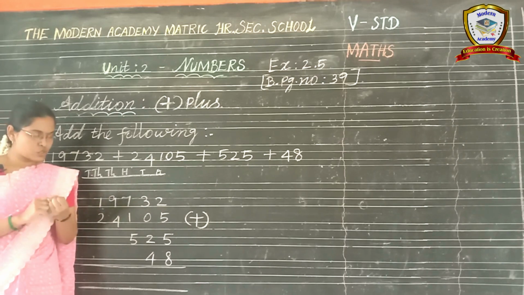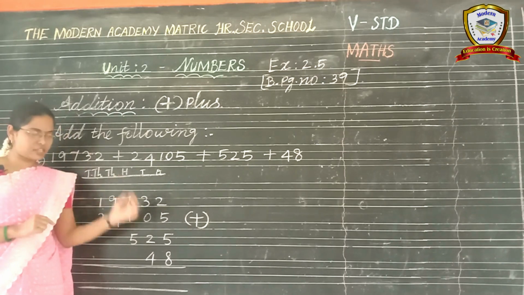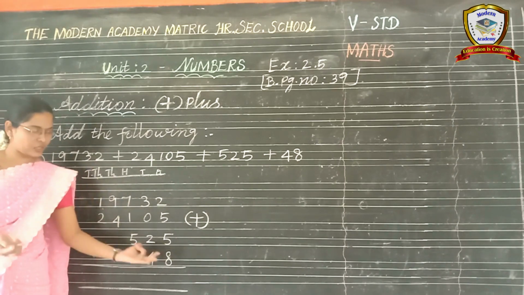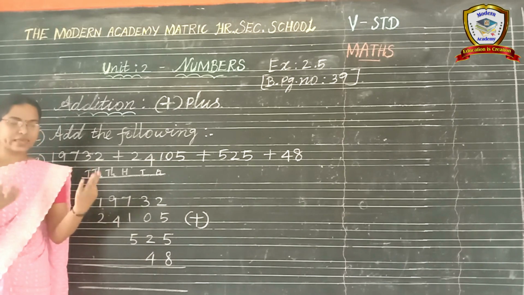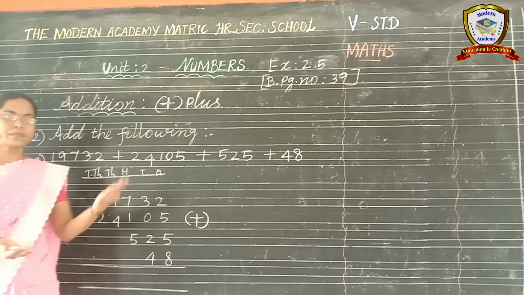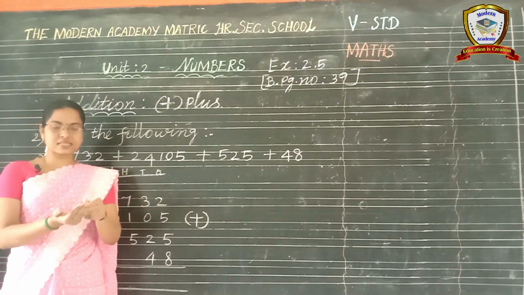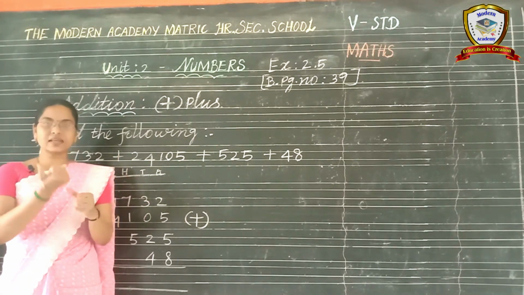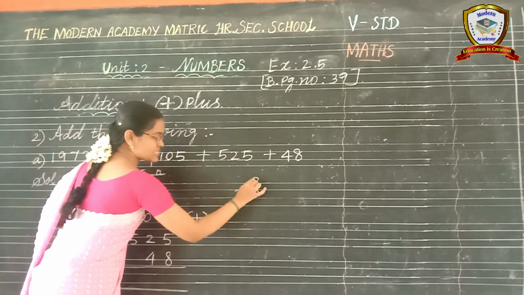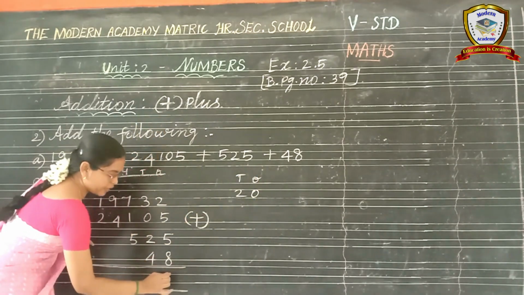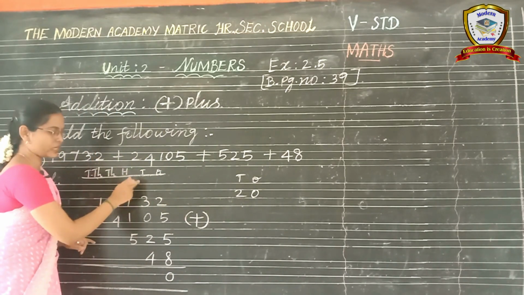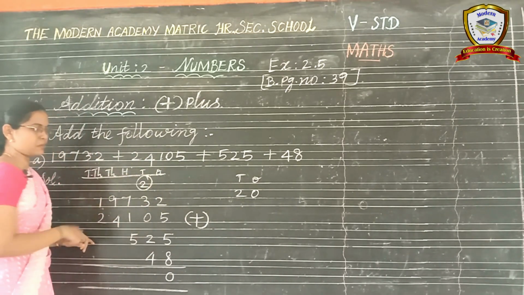Now 12 you have to keep in your mind. 12 in the mind, 8 in the fingers. So 12 after, you given 8 only. So you have to leave 8 fingers. 12 after, 13, 14, 15, 16, 17, 18, 19, 20. So we get 20. So this ones number you should write down 0. Tens number you have to carry over to tens column. Okay, circle this number.